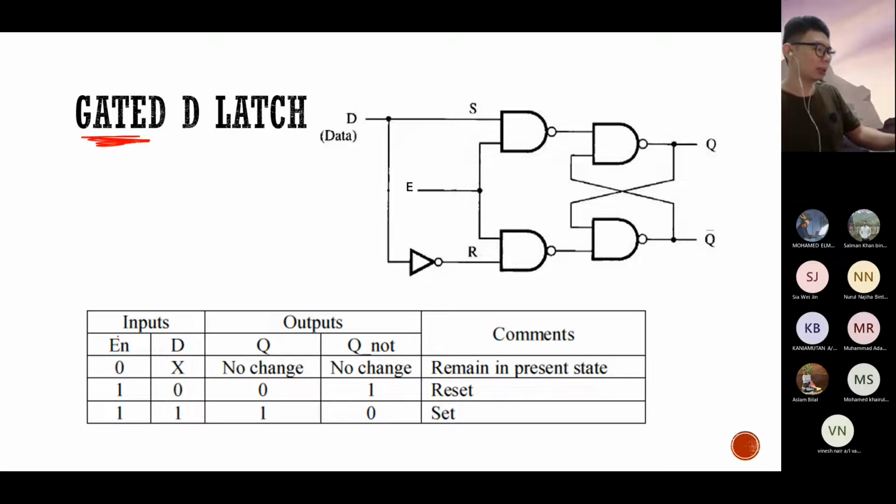And of course, if you have the enable, then your table will also need to have this enable value. As you can see over here, if your enable is 0, then it doesn't matter what the value of D is. All right, so that's a gated D latch.